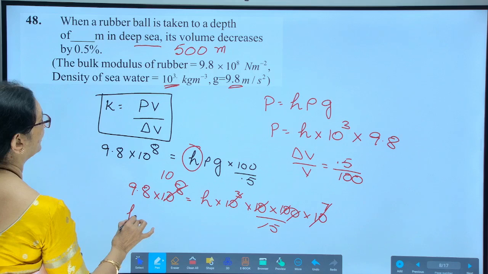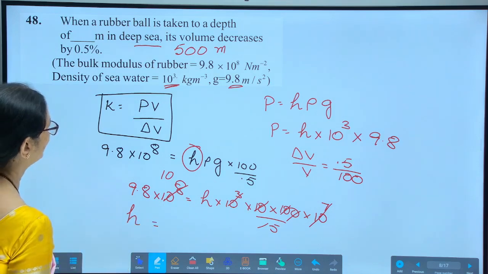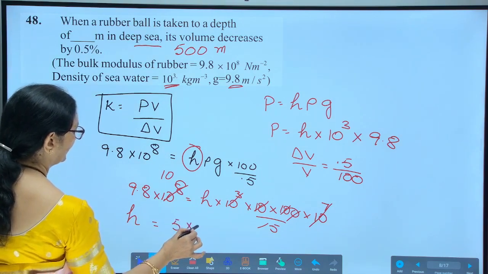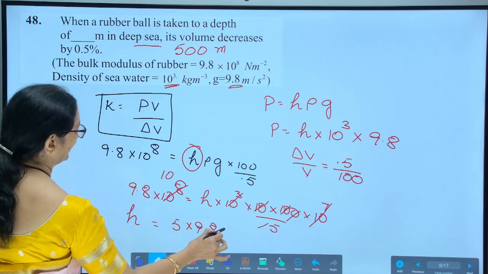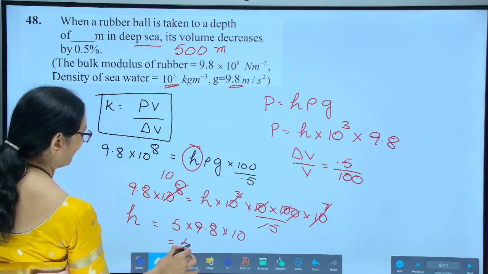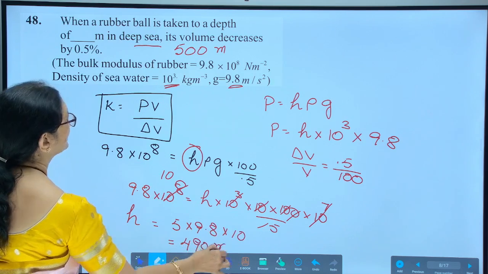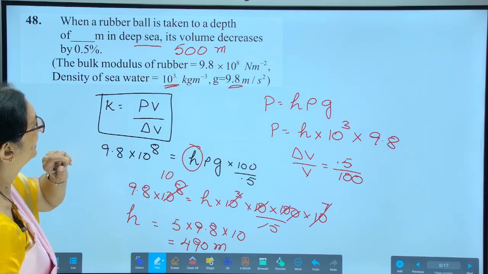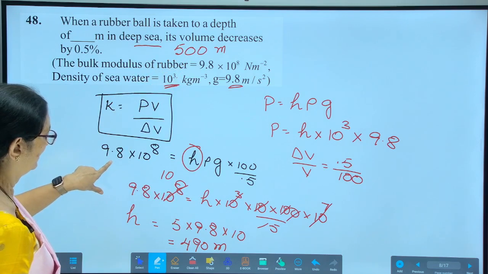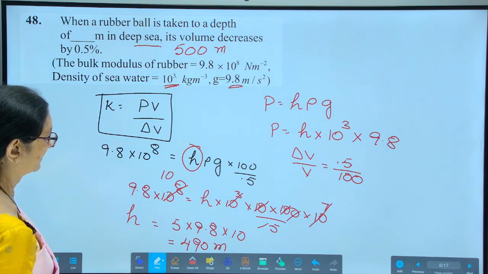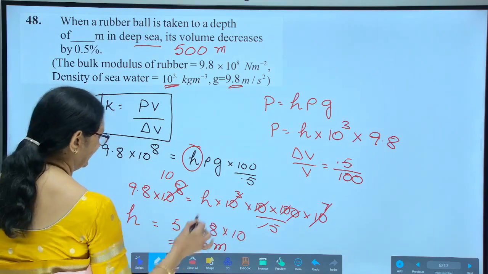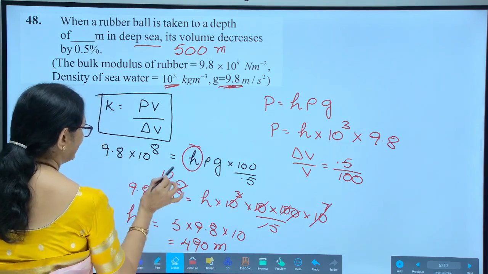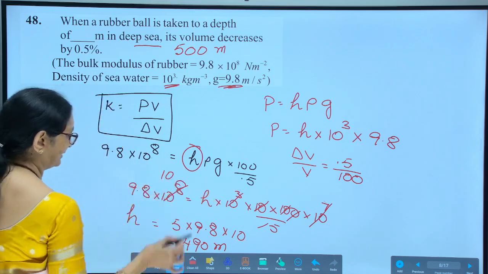So, H is equal to 5 into 9.8 into 10, that is 490 meters. So, actually, if we take H rho G, here I made a mistake. G is given as 9.8, isn't it? Just a simple, small calculation mistake.